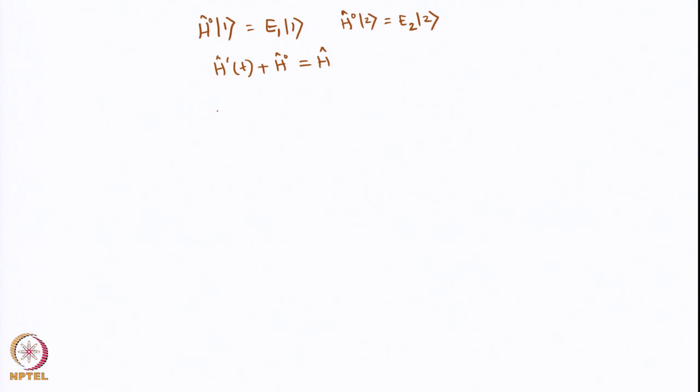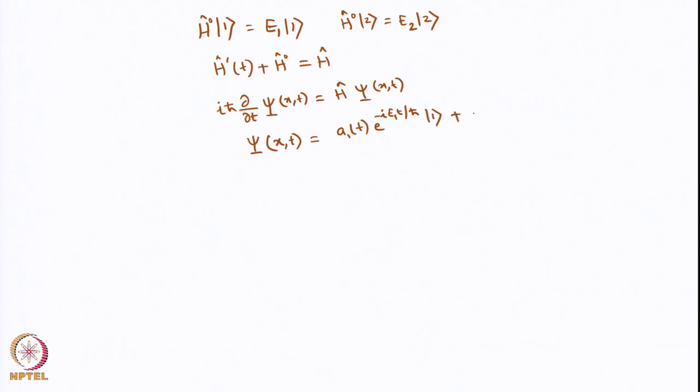And then we went about solving the Schrodinger equation i h bar d by dt of psi of x comma t is equal to H psi of x comma t, where psi of x comma t is given as A1 of t e to the power of minus i E1 t by h bar |1> plus A2 of t e to the power of minus i E2 t by h bar |2>.